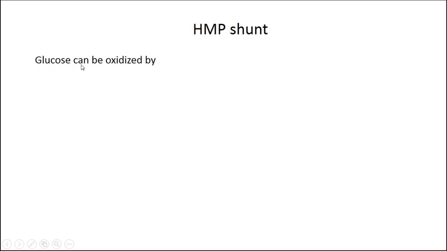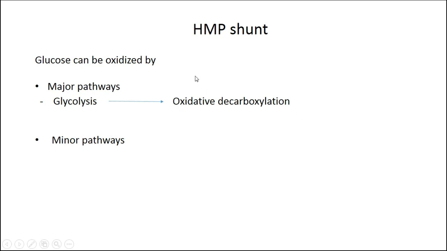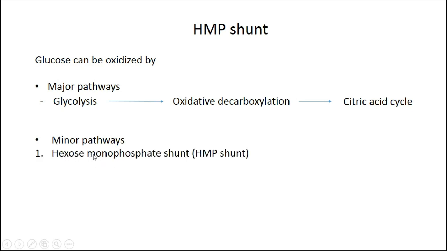So you know that glucose can be oxidized by two ways. The first one is the major pathways, and the second way is the minor pathways. So the major pathways include glycolysis, and after finishing the glycolysis we would end up doing the oxidative decarboxylation, and after doing that we will get to the citric acid cycle. And in the minor pathways we have two ways, and the first is hexose monophosphate shunt, which is HMP shunt, and it is today's topic. And the second way of oxidizing the glucose by the minor pathways is the uronic acid pathway.